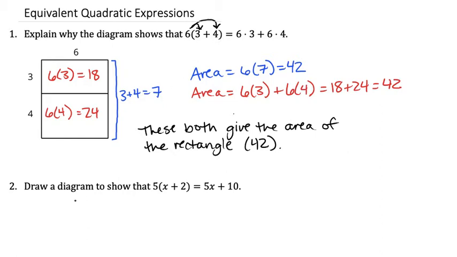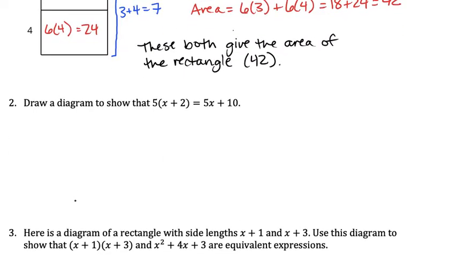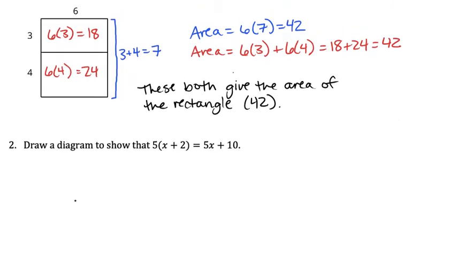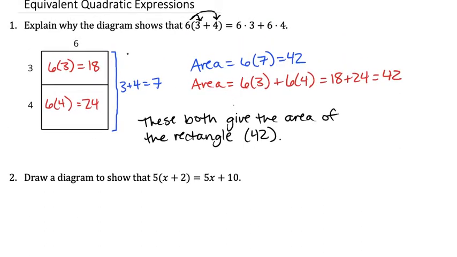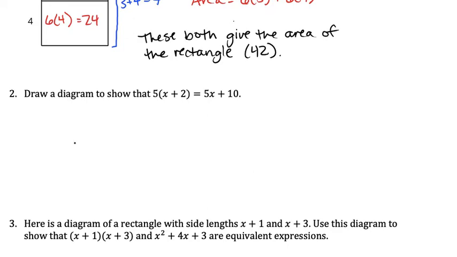Looking at number 2, it says to draw a diagram to show that 5 times (x plus 2) equals 5x plus 10. So looking at my diagram here, what I have on the outside of the parentheses is going to go along one side of the rectangle, and then what's inside the parentheses is going to go along the other side of the rectangle. So for this rectangle, I'm going to have 5 on one side and x plus 2 along the other side.